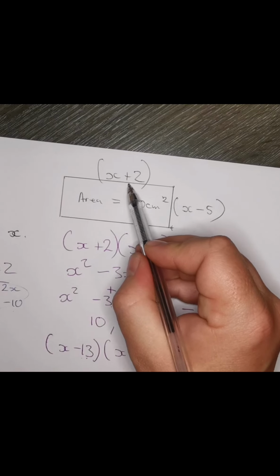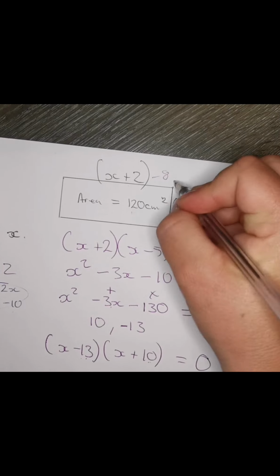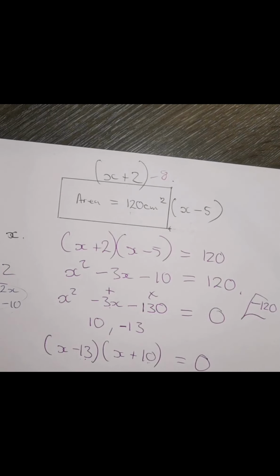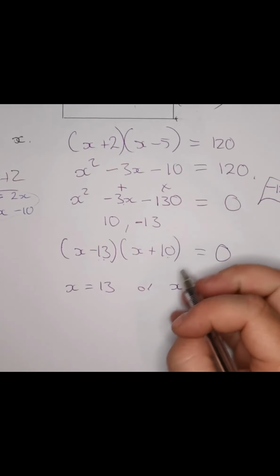If I put minus 10 in there, minus 10 add 2 is minus 8. If you can imagine a rectangle with a side of minus 8, we can't really, can we? That'd be an incredible thing. So I think that x is 13.